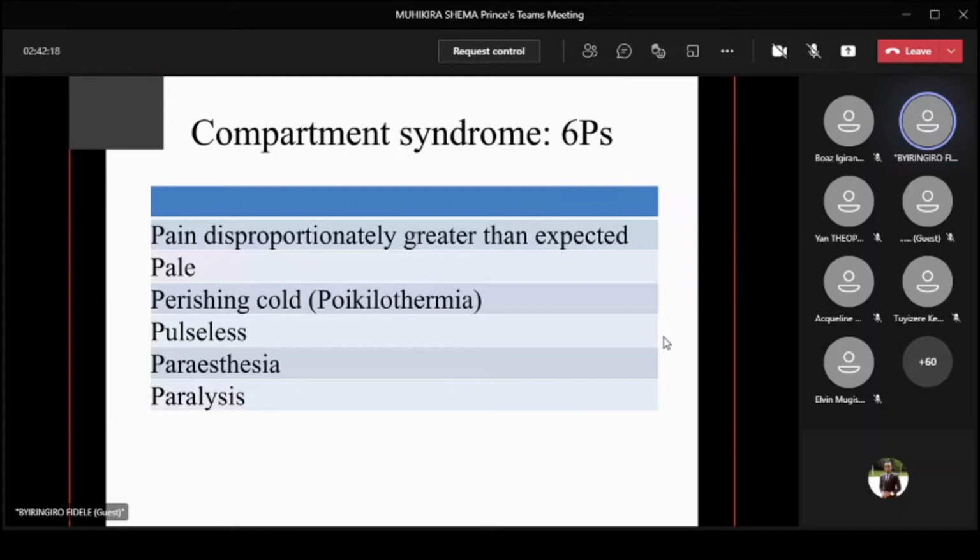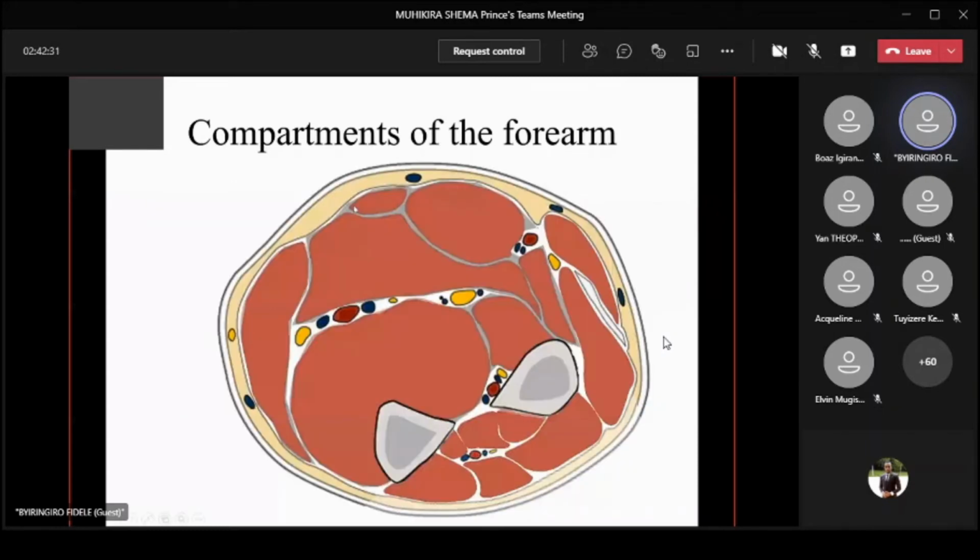So this is an example of the forearm compartment. You see all these are muscles of the forearm. This is the posterior. This is the anterior. This is a deep anterior compartment. This is the superficial mediolateral anterior compartment, and this is the posterior compartment. So if anytime there is a high pressure in one compartment, the only choice is to come and open here so that the pressure can be released.